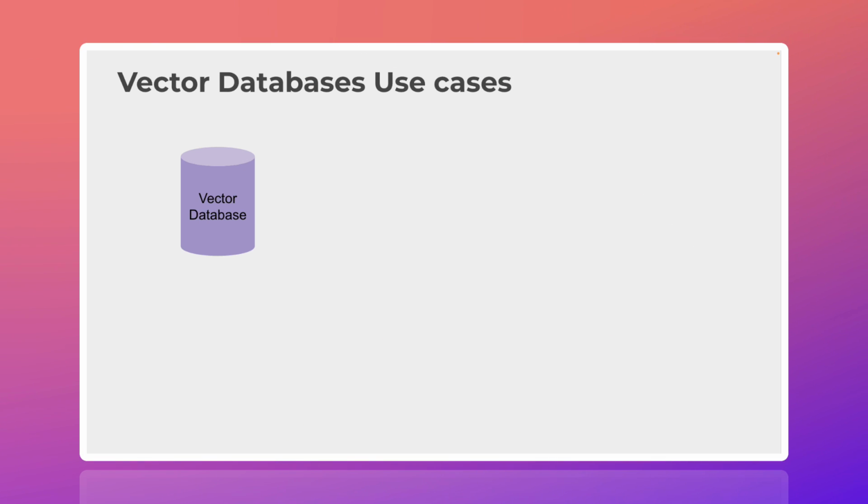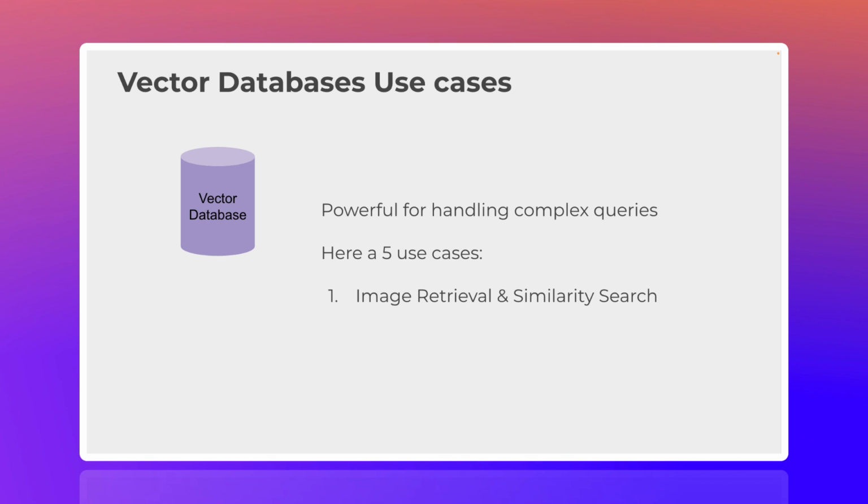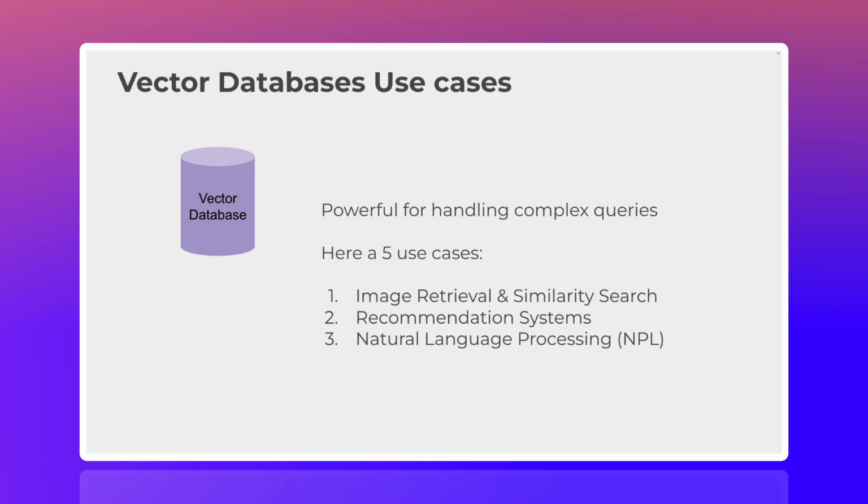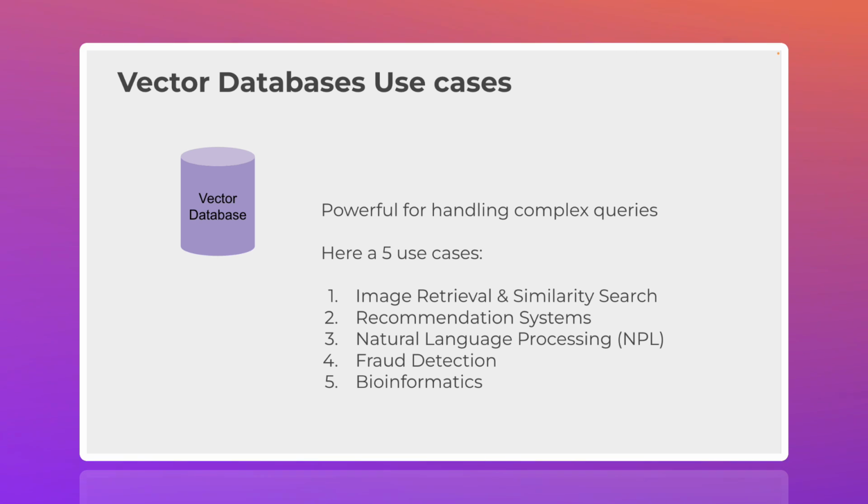As we know, vector databases are very powerful, and so here are some use cases for them. These databases are extremely powerful for handling complex queries. They are really good for certain use cases. The first ones are image retrieval and similarity search, recommendation systems that you can build, natural language processing, in this case NLP, fraud detection, bioinformatics, and many others. Okay, so let's go ahead and look at each one of these.